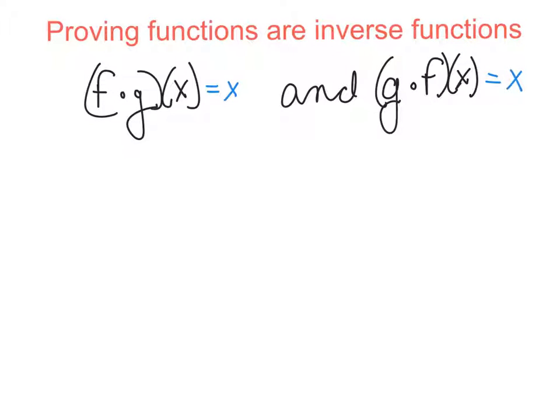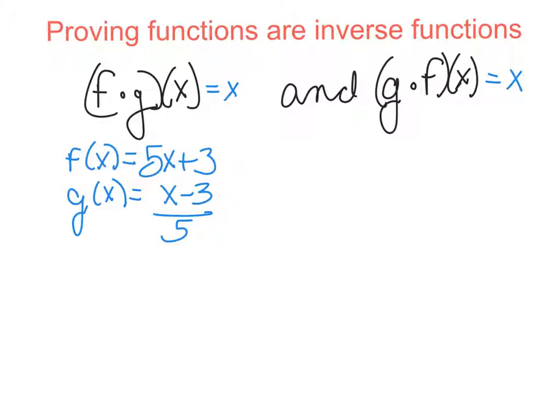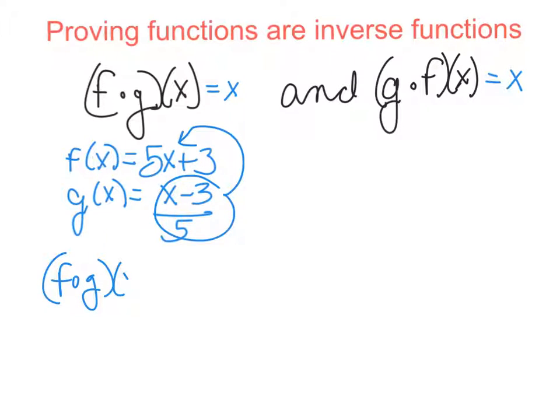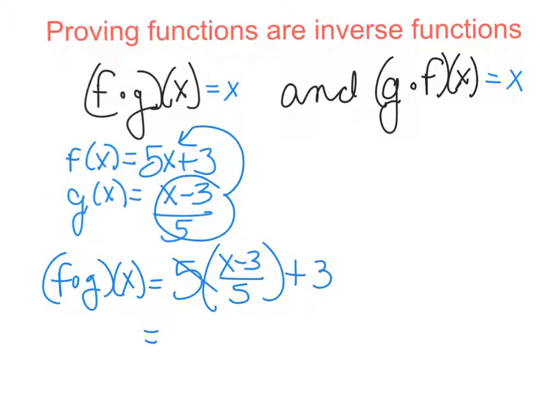So let's write two functions. F of x is going to equal 5x plus 3, and g of x is going to equal x minus 3 divided by 5. We basically plug them into each other. The first one says to take f compose g of x. We're going to take g of x and plug it into f, right here for x. So f compose g of x is going to give us 5 times the g of x function, plus 3. We simplify this. That gives you x minus 3 plus 3, and we get x.